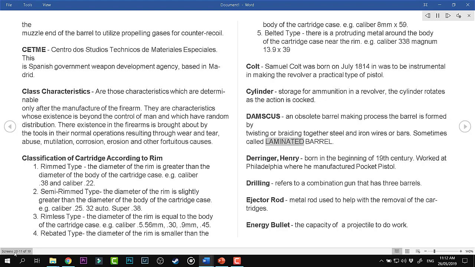Sometimes called laminated barrel. Derringer, Henry, born in the beginning of the 19th century, worked at Philadelphia where he manufactured pocket pistols. Drilling, refers to a combination gun that has 3 barrels. Ejector rod, metal rod used to help with the removal of the cartridges. Energy of a bullet, the capacity of a projectile to do work.